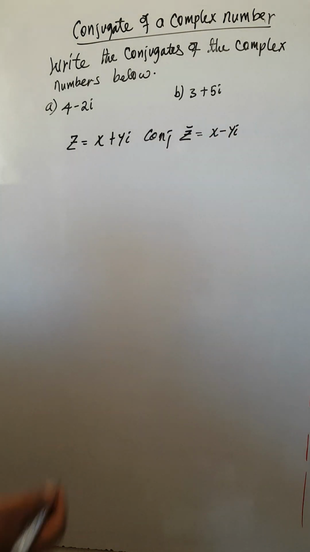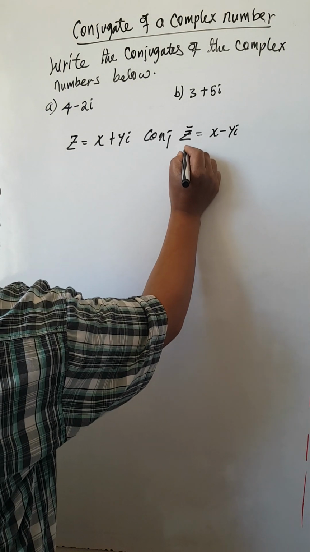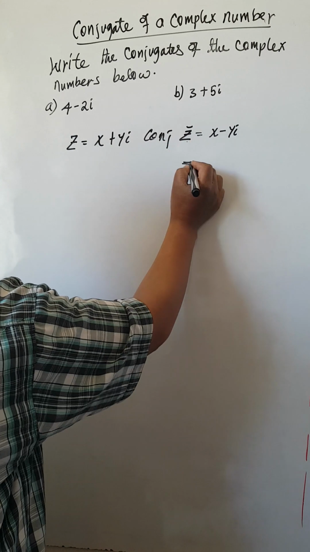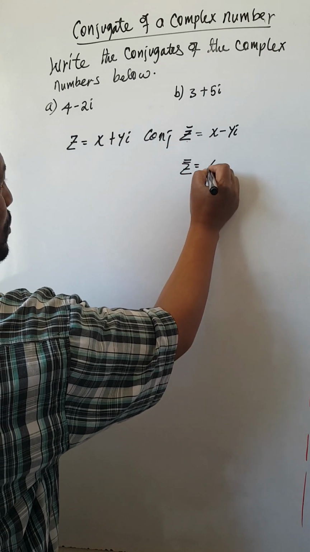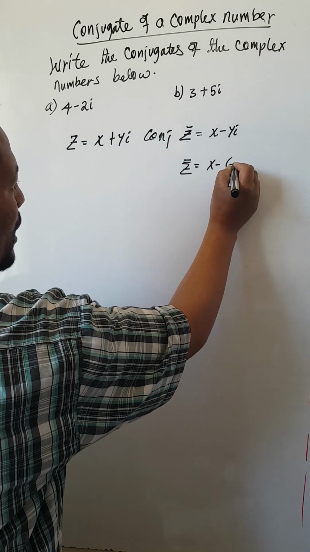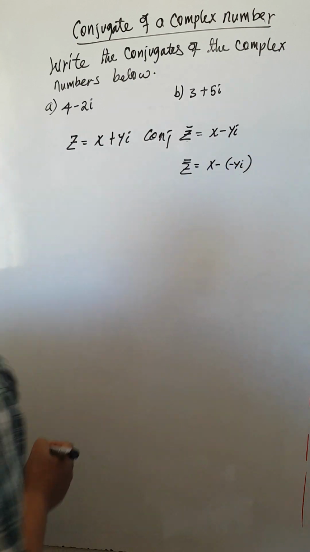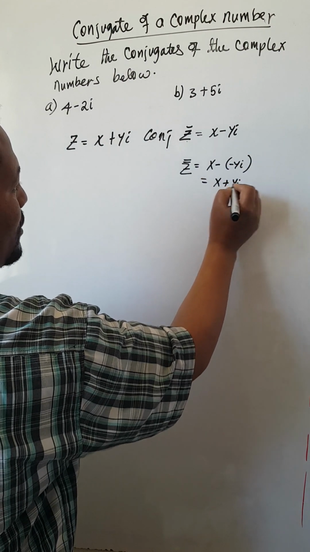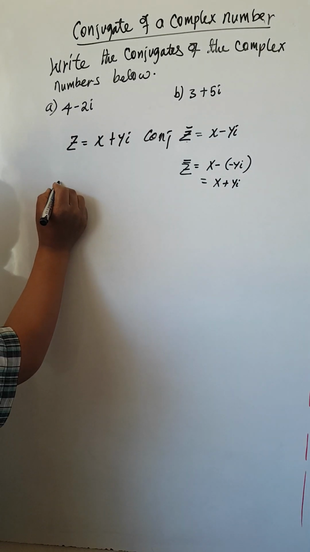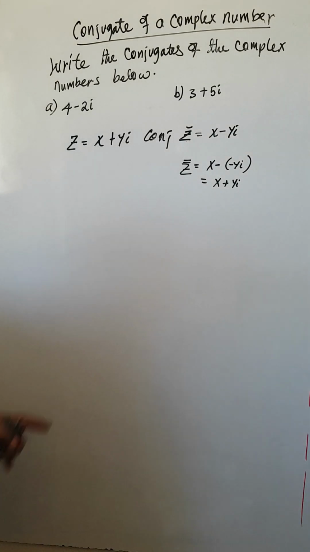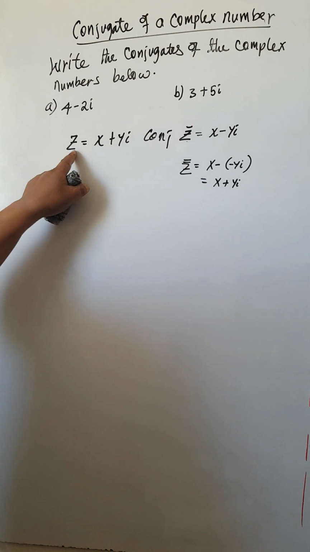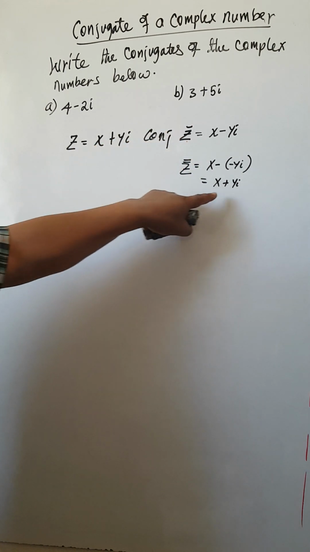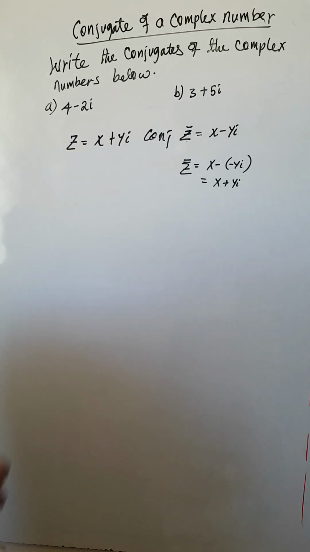If we proceed, and we are supposed to find again the conjugate of this, again we put another bar. This is going to be x minus (minus y)i, which is again x plus yi. This means the conjugate of the conjugate of a complex number is the number itself.